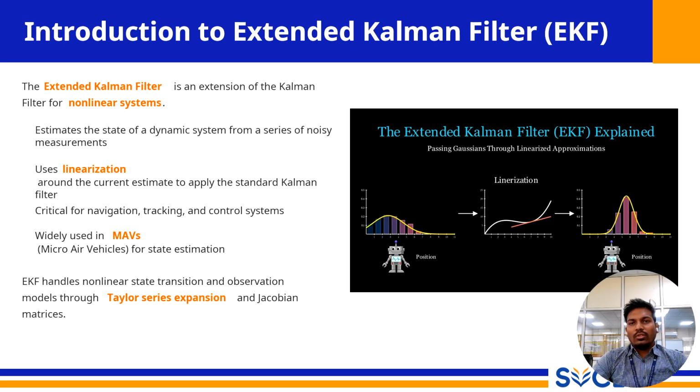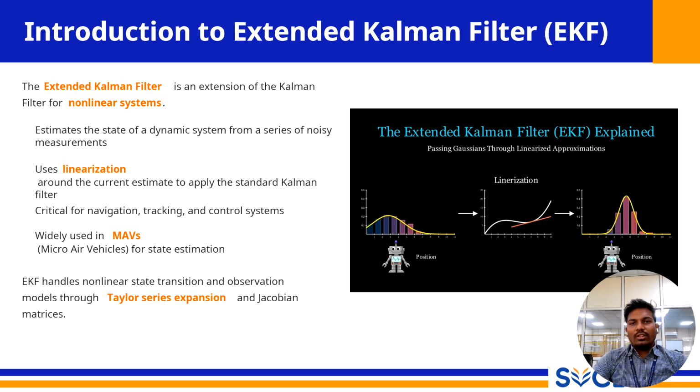Imagine the system has a belief about its current state, represented by the bell curve on the left. To predict the next state, this belief must be passed through a nonlinear function. The EKF approximates this curve with a straight line, a tangent, at the point of the current best estimate. It uses this simplified linear model to project the belief forward, resulting in a new adapted belief about the state.